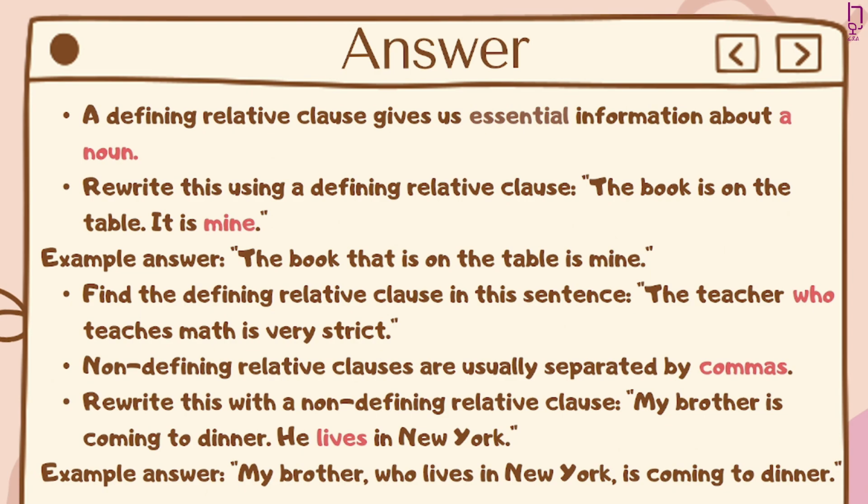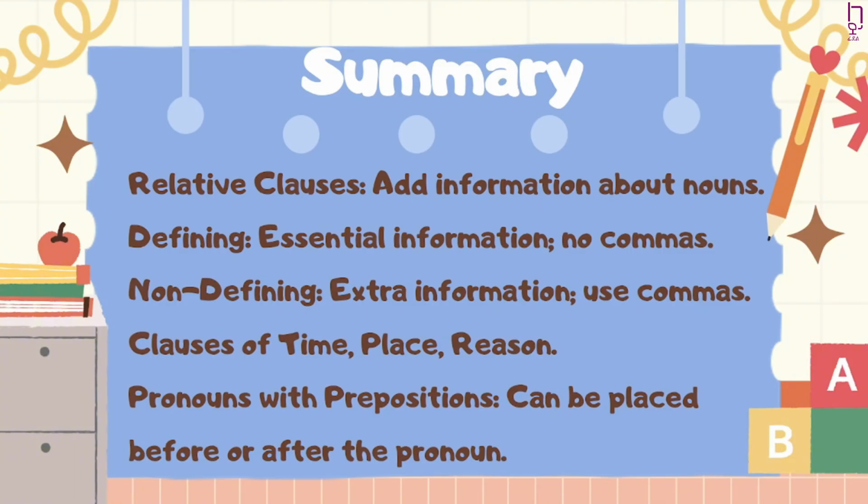I think you have got all the answers right. If not, take a correction. To summarize today's lesson, we have seen what a relative clause is. A relative clause adds information about nouns. A defining clause gives essential information, and there is no comma. A non-defining relative clause adds extra information, and we use commas in this case. Relative clauses can be clauses of time, place, and reason. And we have seen that prepositions with relative pronouns can be placed before or after the pronoun.